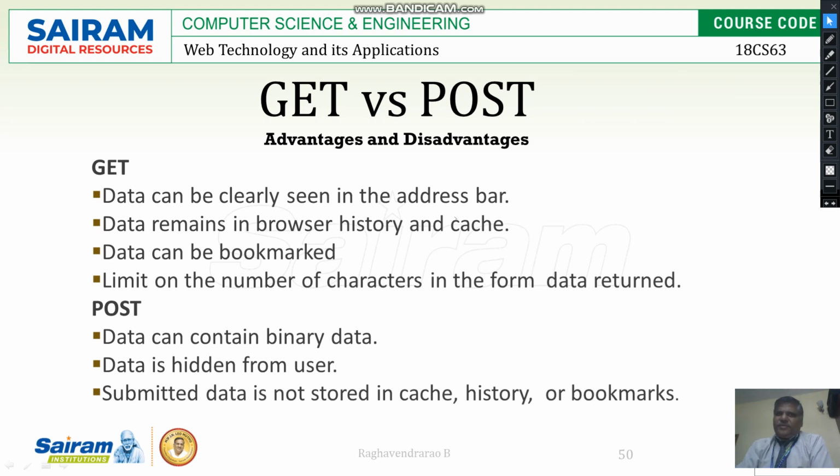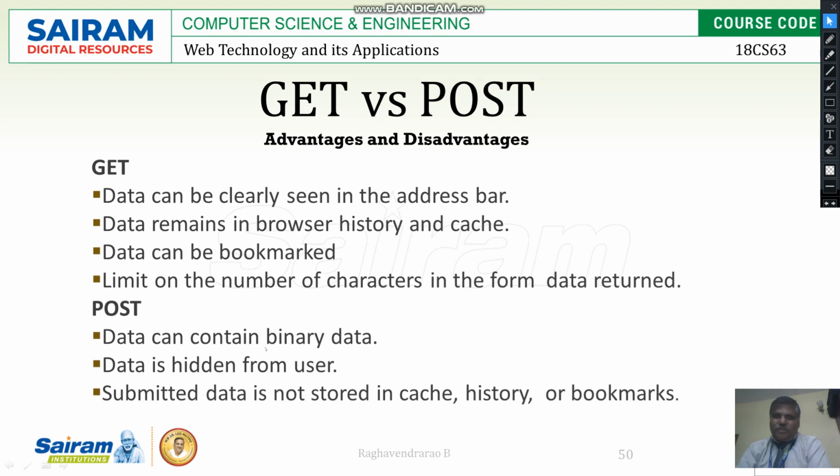And these are the advantages and disadvantages of the GET and POST methods. Here, majorly, in the GET method, data can be clearly seen in the address bar, data remains in the browser history and cache, data can be bookmarked, and there is a limit on the number of characters in the form data. So these are four points, whether you call them advantages or disadvantages. I would say that in one way it is good and in one way it is bad. People can bookmark it and you can see your data, and all these things are possible.